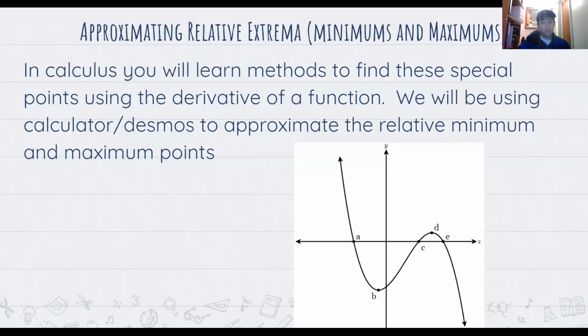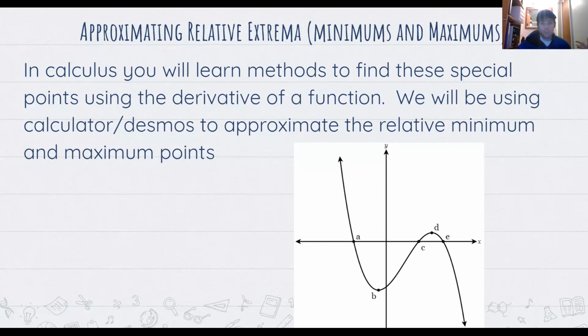All right, welcome to part 3 here in 1.2. We're going to be talking about approximating relative extrema, so extreme points on our graph: minimum points, lowest points, and maximum points, highest points. We're not going to be talking about only the highest overall point or the lowest overall point. We're also going to be talking about points that are called relative minimums and relative maximums, or generically relative extrema. That's both minimums and maximums.